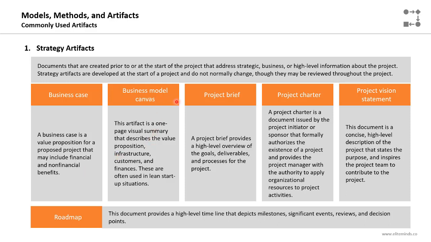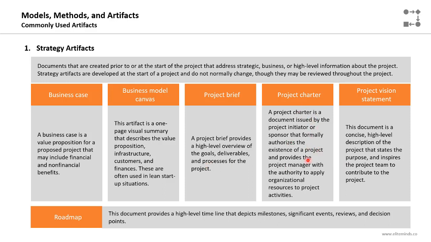The second artifact is the business model canvas. This artifact is a one-page visual summary that describes the value proposition, infrastructure, customers, and finances. These are often used in lean startup situations. So it's a one-page visual summary that describes the value we are expecting from the project, the high-level infrastructure, who are the customers, and what are the financial requirements of the project. The third artifact is the project brief, which provides a high-level overview of the goals, deliverables, and processes for the project. So it's a high-level document that will provide only a brief about the project goals and deliverables.